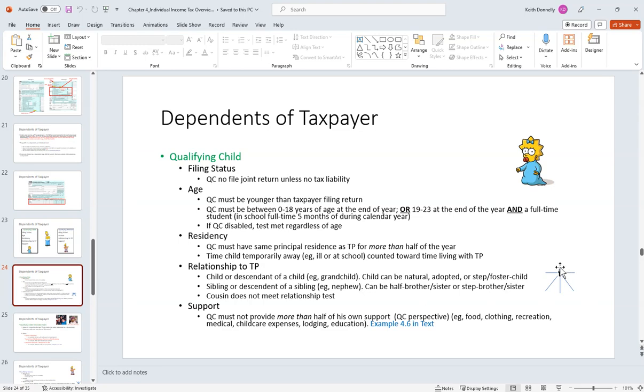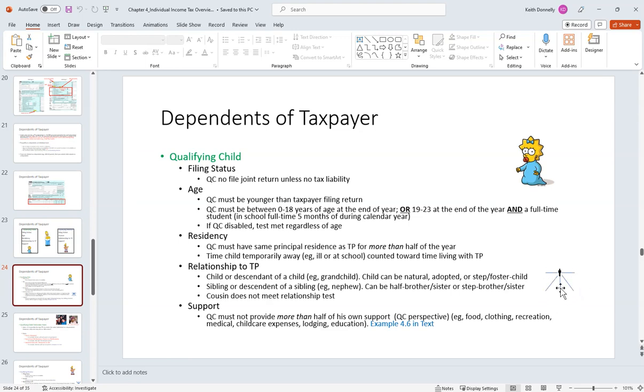So when we say descendant, we mean we're descending, we're going down, right? So it can be your kid or the kid of your kid. Likewise, it can be your sibling, your sister, your brother, or a descendant of their sibling, like your niece, your nephew.